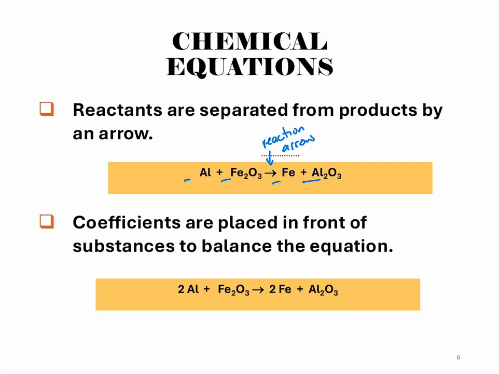So the reaction arrow separates the reactants and the products. The reactants are on the left-hand side of the arrow. These are our reactants. These are our products. The reactants are what we start with in the chemical reaction. The products are what we end with.